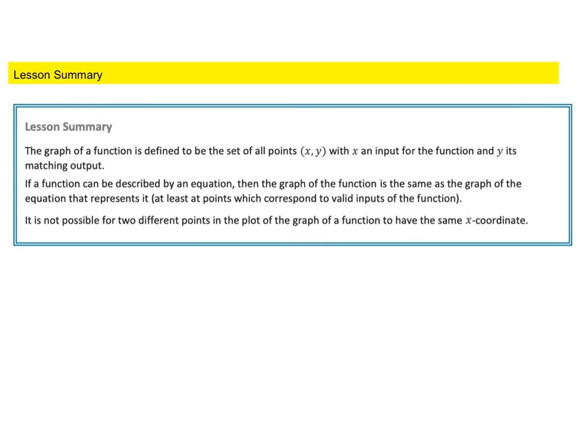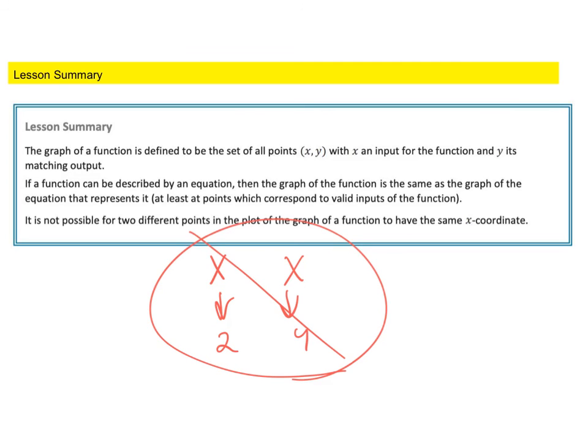Our lesson summary today is that the graph of a function is just defined to be a set of points with an input as your x and a y as its output. A function can be described by an equation, and then the graph is the same as long as it follows that equation. Okay, no matter what points we put in, it's going to follow that same line, that same pattern. It is not possible for 2 different points of the graph of a function to have the same x coordinate. That is not a function. Remember, we can only have one output for each input, right? So if there's two x's with different outputs, say this one is a 2 and this one's a 4, then this is not a function.